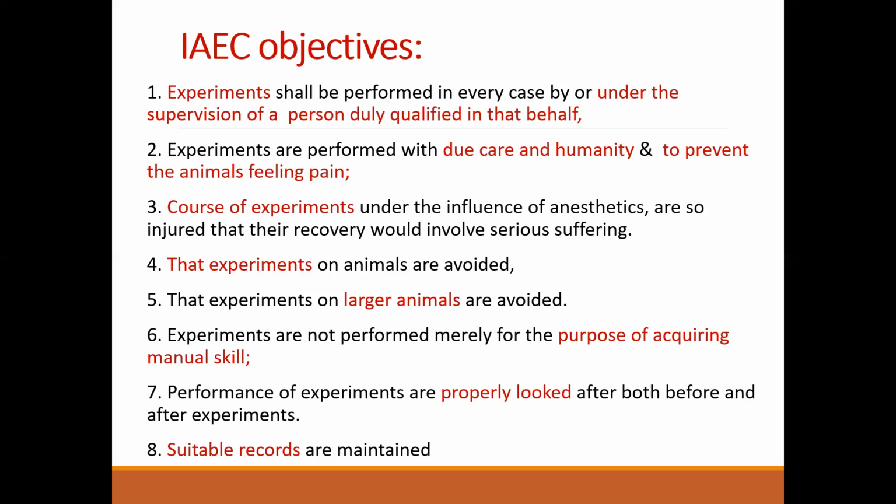The performance of the experiment is properly looked at both before and after experimentation. Before experimentation, we check whether it is performed on the animals properly or not, right? After the experiment, what will happen to the animal? The status of that animal can be considered during experimentation. Suitable records should be maintained during the experimentation. So that is the main objective of the IAEC committee, which is formed in the colleges.